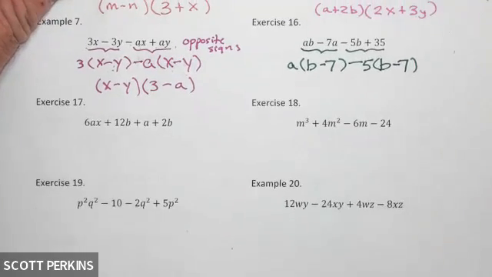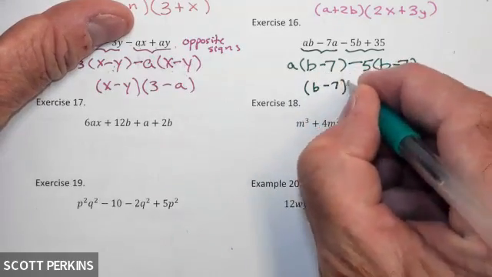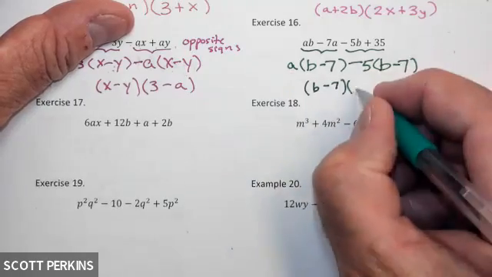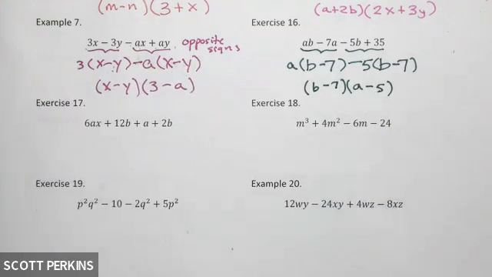The grouping worked because I've got the same exact thing in parentheses, so I will factor that thing out. And then what's left is an a from the first term and then a minus 5 from the second term.